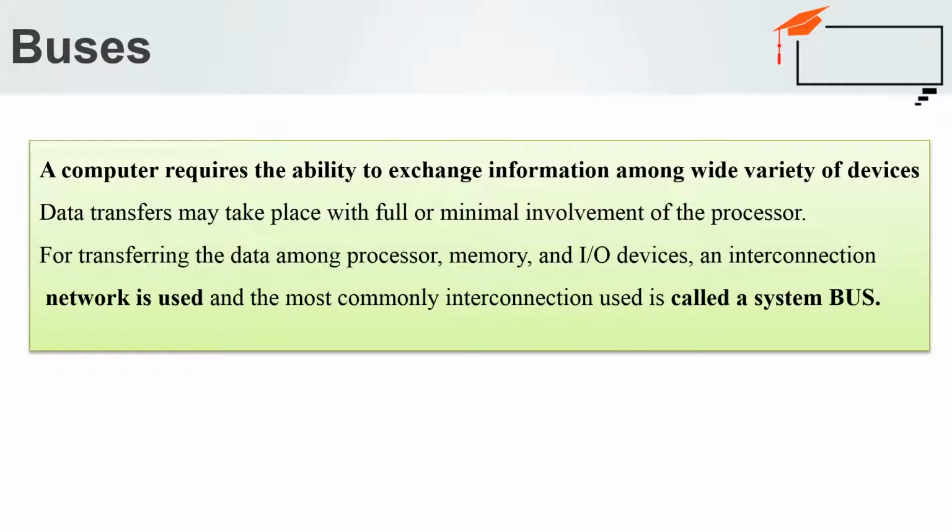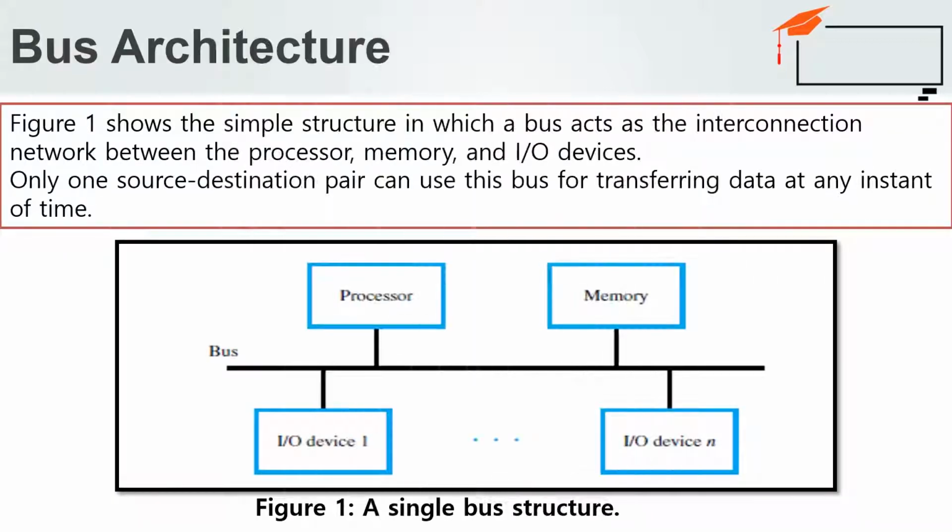For transferring the data among processor, memory, and input-output devices, an interconnection network is used, and the most commonly used interconnection is called a system bus. In a simple structure, a bus acts as the interconnection network between the processor, memory, and input-output devices. Only one source-destination pair can use this bus for transferring data at any instant of time.